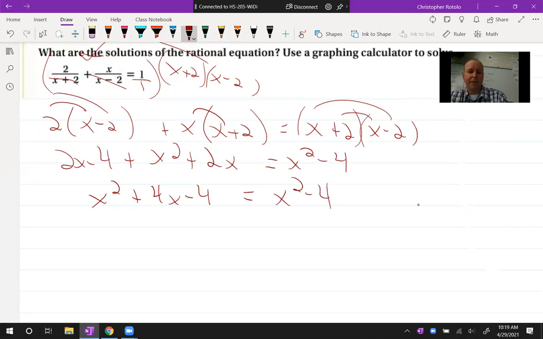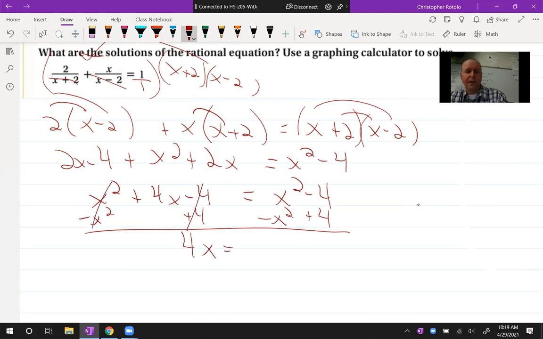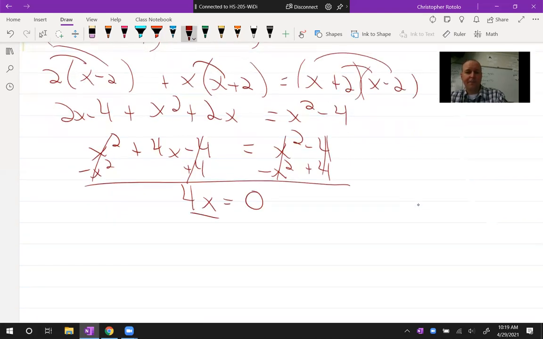Let's see. Let's subtract the x squared and add the 4. So that what up? A lot of stuff going on here, guys. So this is gone and equals 0. Oh, divide by 4. X turns out to be 0. All right, so same thing.